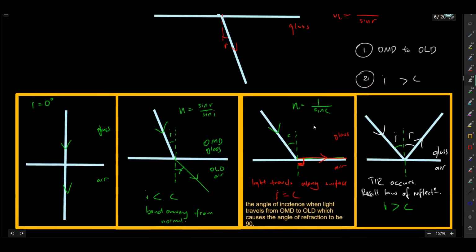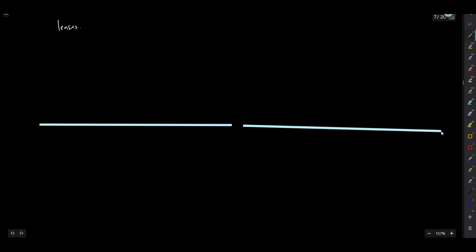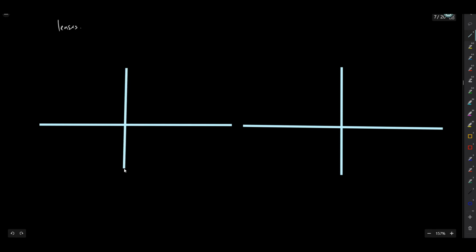Okay, so the last part of light, the refraction part, is lenses. I will go through 2 main images. I'll draw 2 ray diagrams for you. There are 6 in total, but I think you can do the rest on your own. Let me just start.